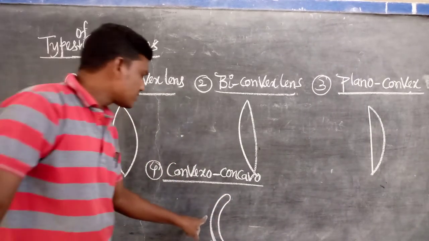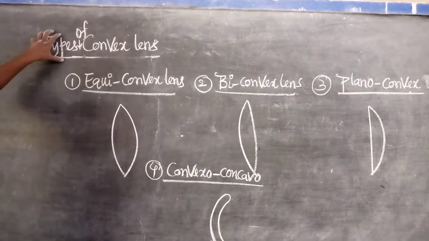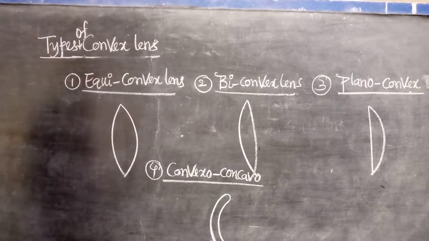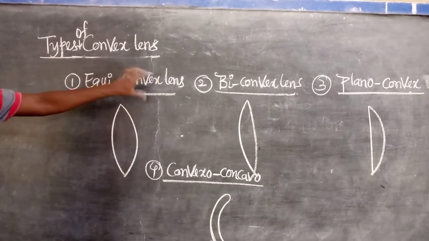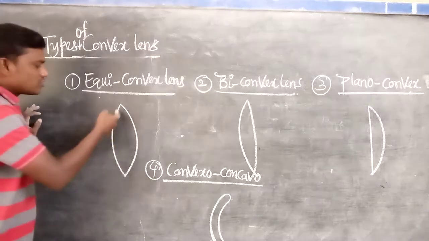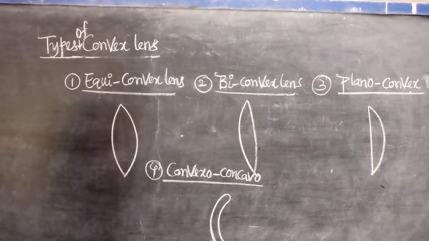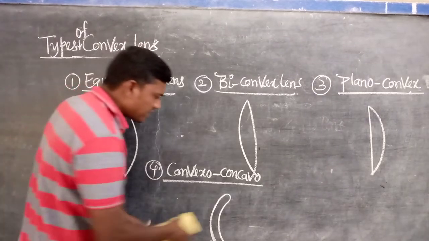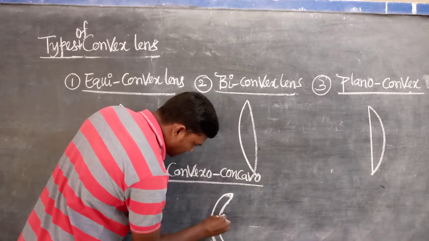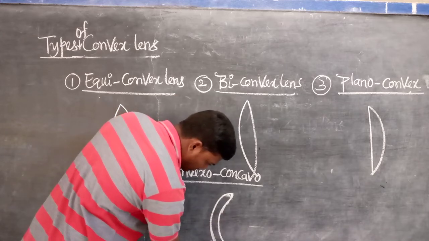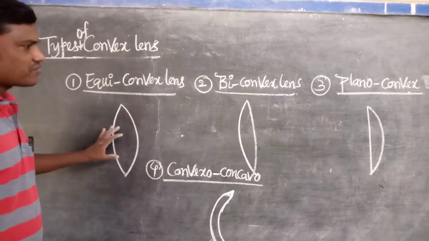So here, this is the convex, this is the concave surface. So how many types of convex lenses are there? Mainly 4 types of convex lenses are available. Equi-convex lens. Equi-convex lens means, so here you are observing that from this one, first I say that very clear. Generally it is a small. So we are observing that these 3.